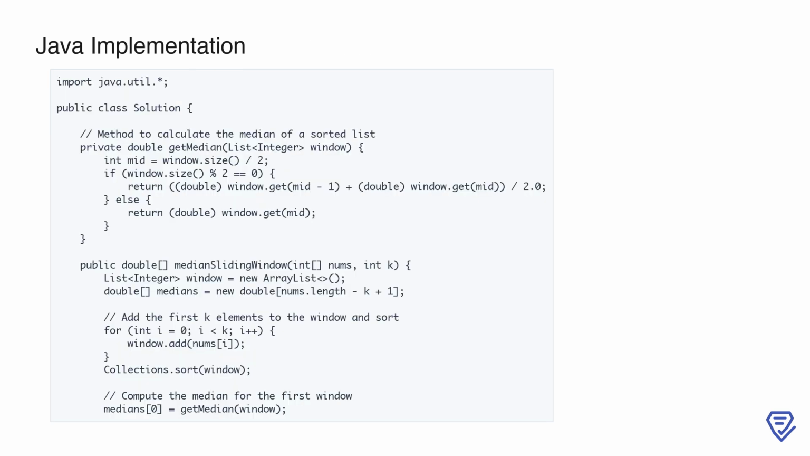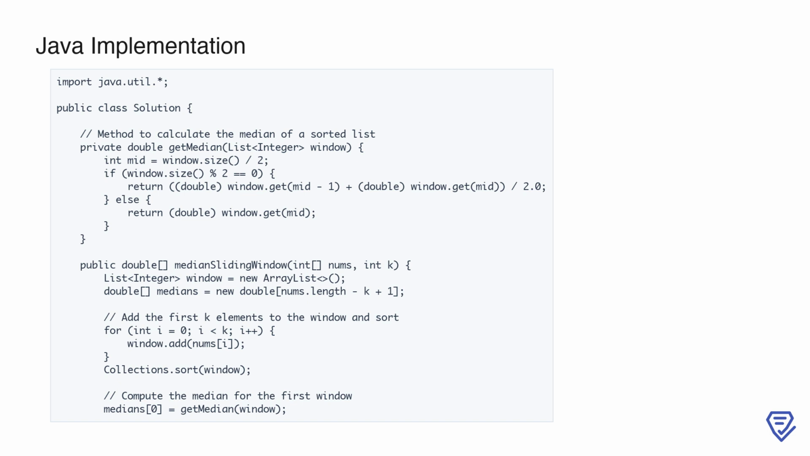Here, we begin implementing the solution by defining a helper method called getMedian that calculates the median of a sorted list. The method first determines the middle index of the list. If the size of the list is even, the median is the average of the two middle elements. Otherwise, for an odd-sized list, the median is simply the middle element.